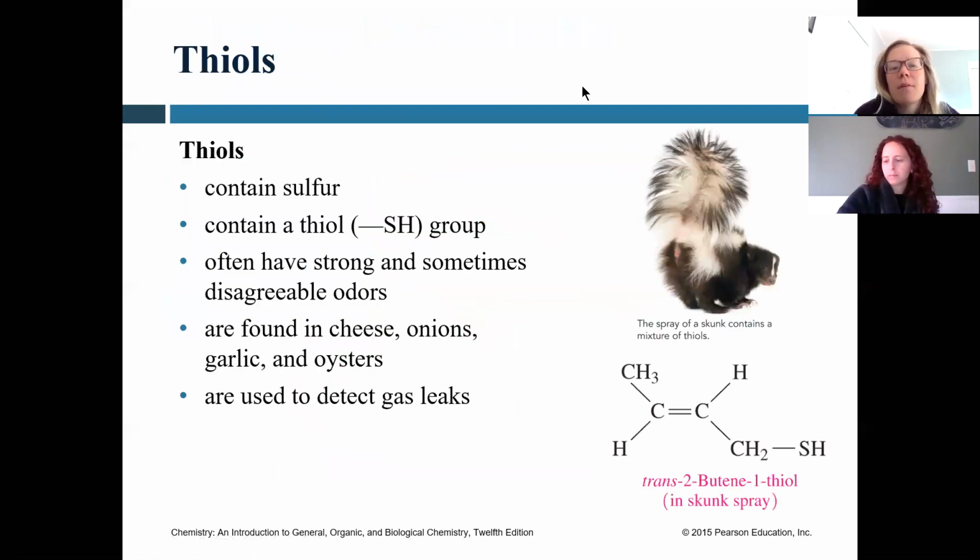So the next group that we are going to talk about is a thiol, and there's a stinky skunk there. Thiols contain sulfur, and if you've ever been near a sulfur pit or smelled a hunk of sulfur, it is really odorous, very stinky. So thiols, or things that have these SH groups off of them, often have disagreeable odors. Well, I guess that's in the eye of the beholder. You find them in cheeses, onion, garlic, and oysters. I actually like the smell of all of those things, but they do tend to be pretty strong odors.